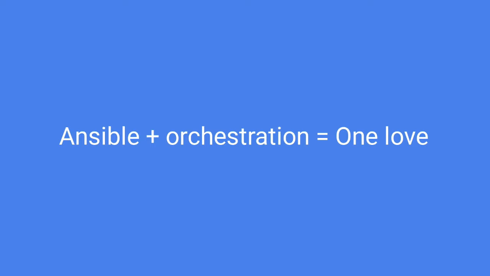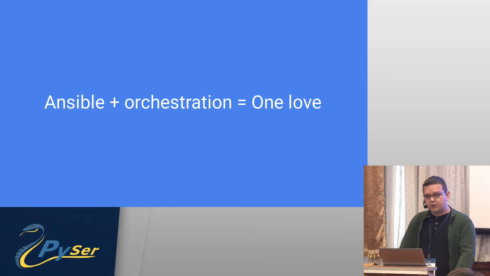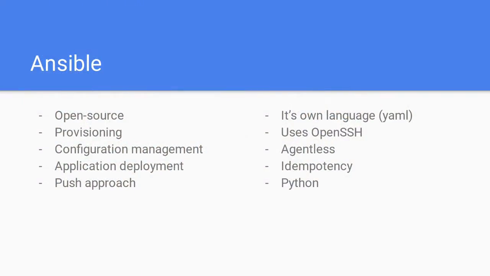And now we come to OneLove. Our goal with OneLove is to combine Ansible with orchestration capabilities, and to allow easy building and managing of your infrastructure in the cloud. So Ansible plus orchestration is OneLove. Well, first, let's take a look why we chose Ansible.